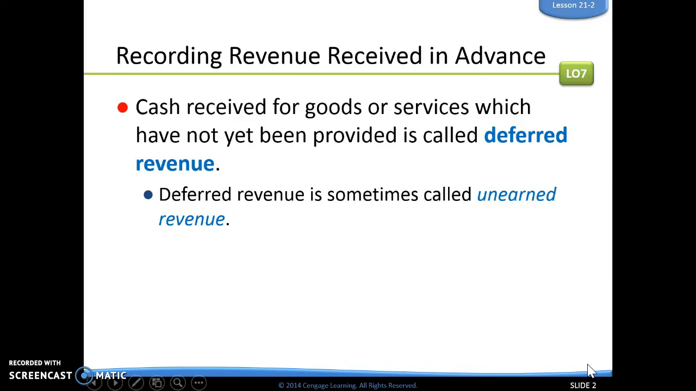So first of all, deferred revenue is cash received for goods or services which have not yet been provided. It could also be called unearned revenue. So what we're talking about here is we've received cash for things that we haven't yet provided. We haven't given them the goods or the services yet, but they're paying us.